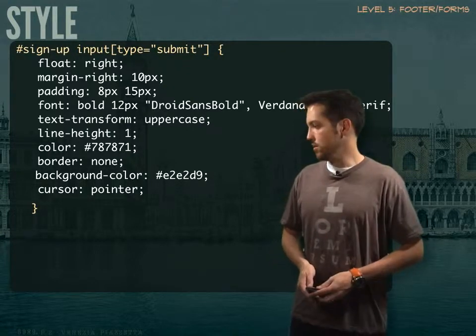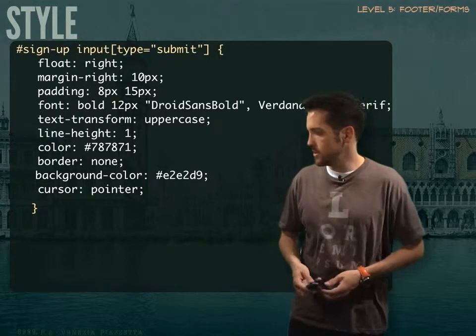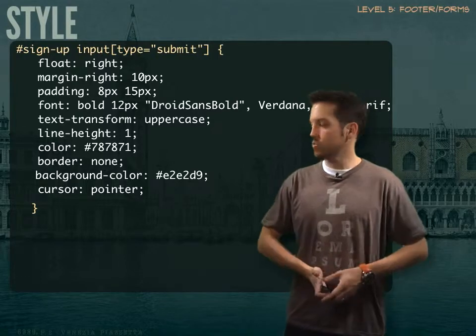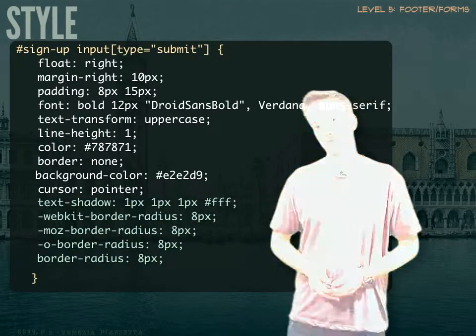The next thing that we're going to do is add text shadow and we're also going to round the corners. So in this case you can see our text shadow is once again our letterpress effect. And we're going to add a border radius of 8 pixels.